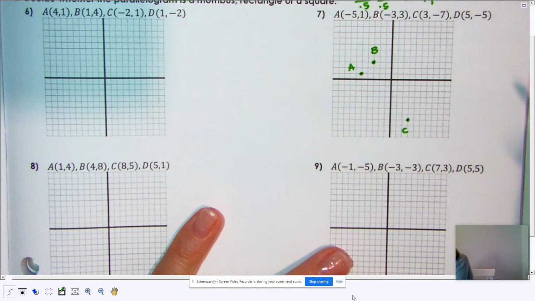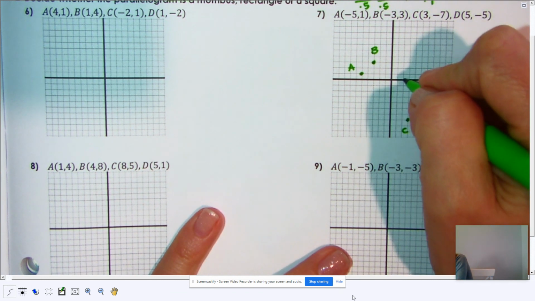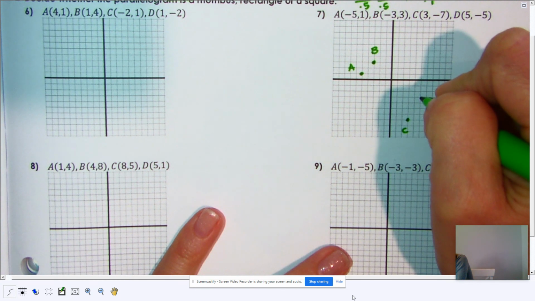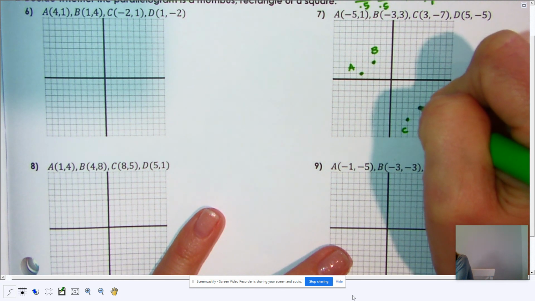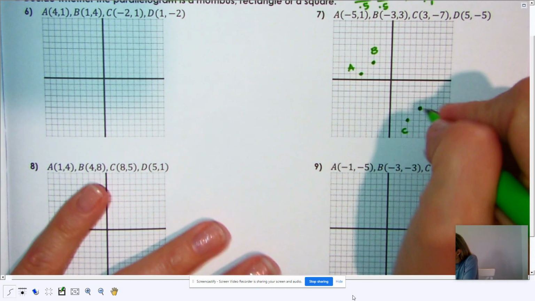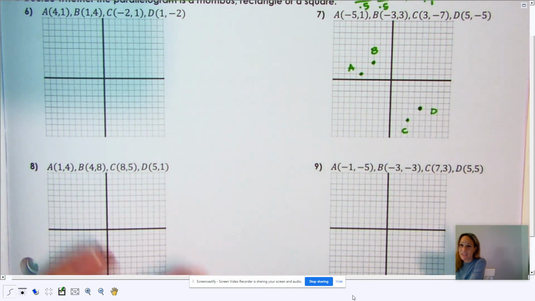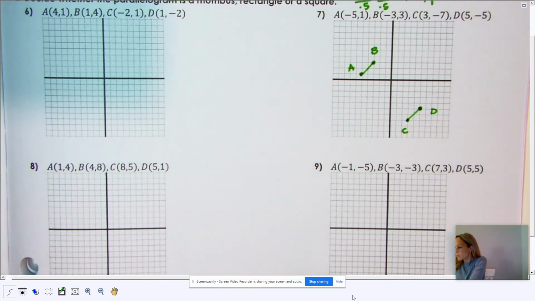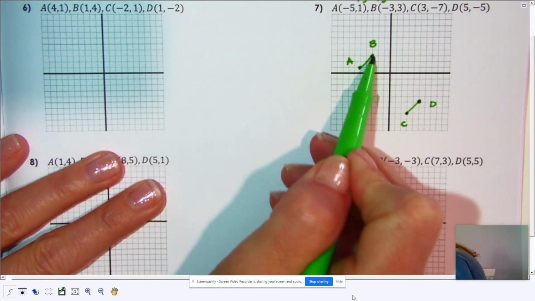Okay, and then D is over 5 and then down by 5. So 1, 2, 3, 4, 5, and 1, 2, 3, 4, 5. Okay, so right away, you guys, if the choices are rectangle, rhombus, or square, just looking at these values, I have a pretty good guess if those are the options. But we should still show our work and try to.